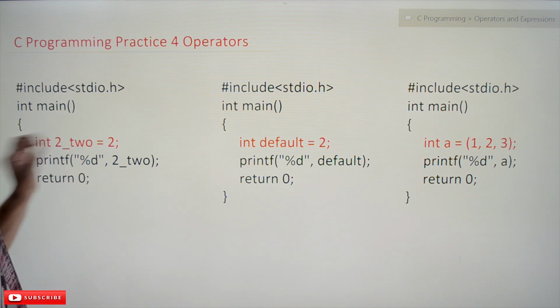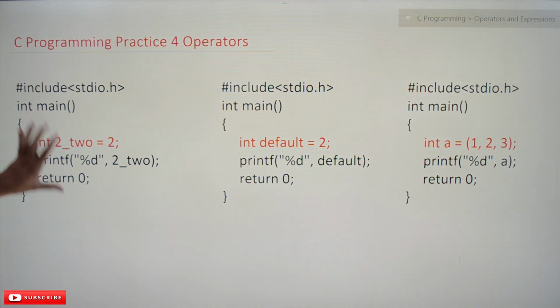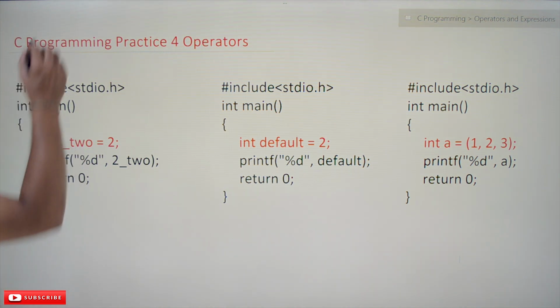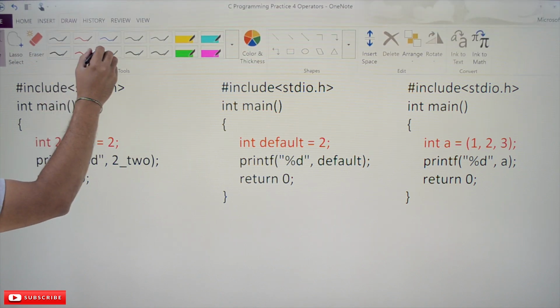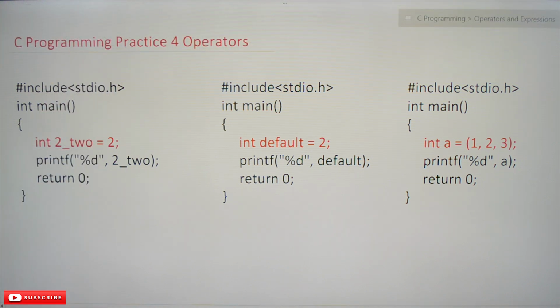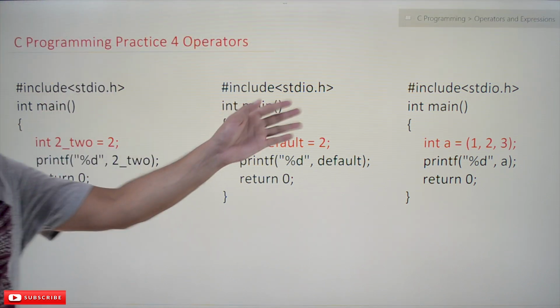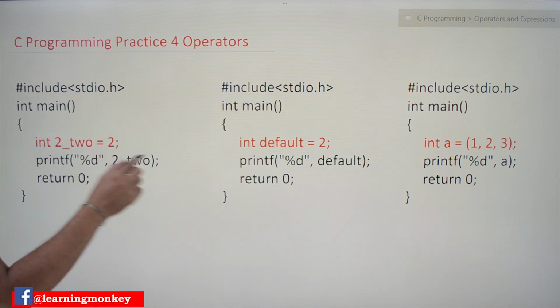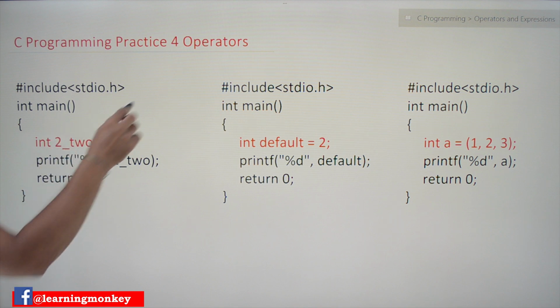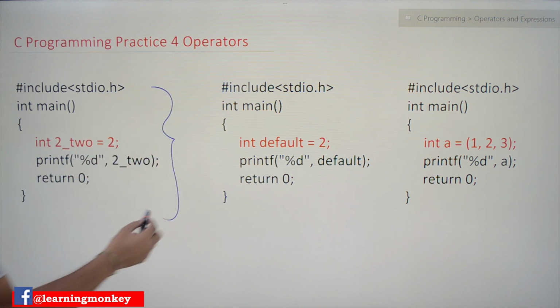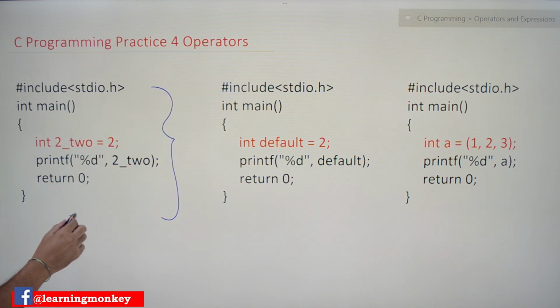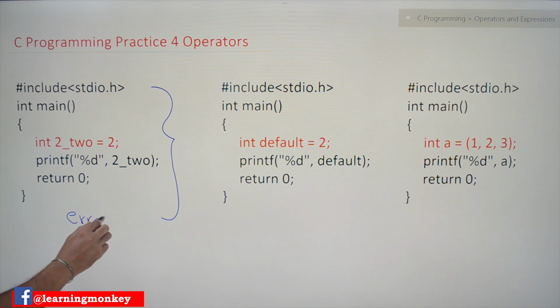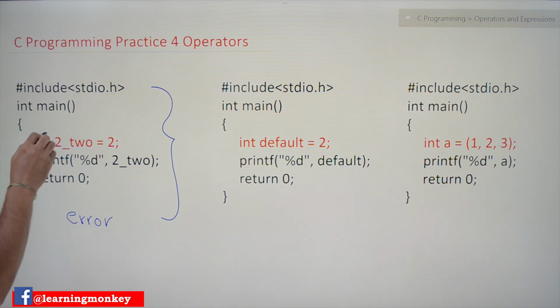Now coming to this first program, what is the output that is generated by this program? Please pause this video for a while and try to get the output. Try to think of the output for all these three programs, and later watch this video. So what is the output that we are going to get from this program? The output means it is going to generate an error. So what is the error that is generated?